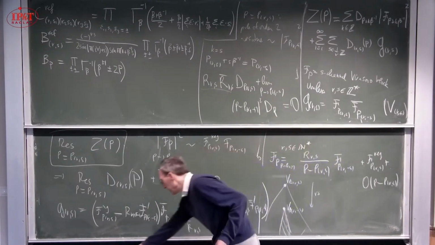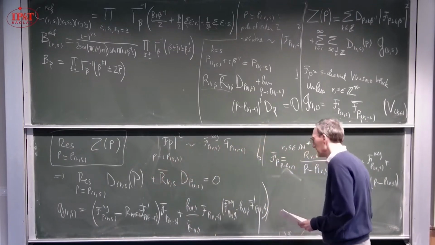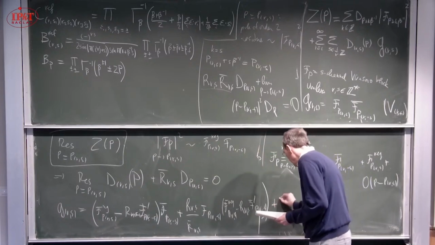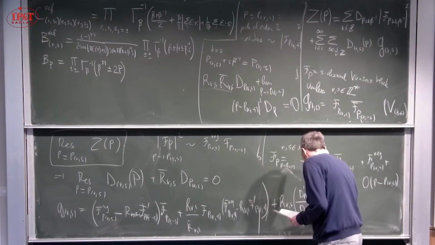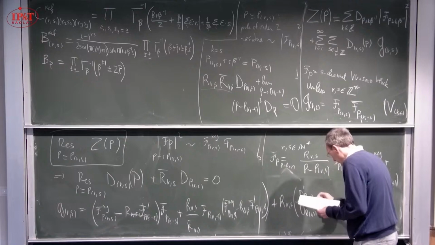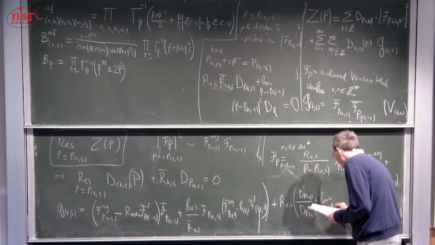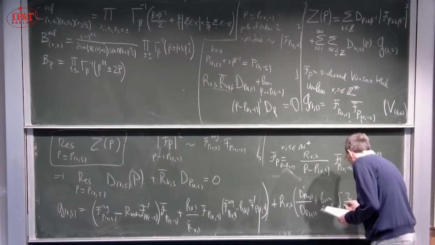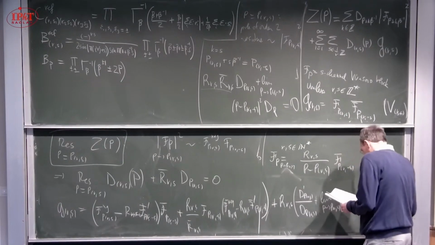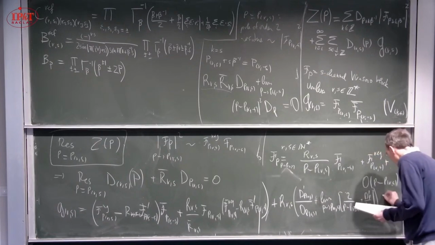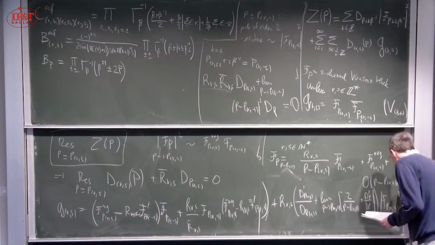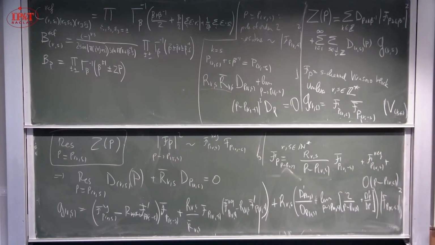And now I need some more space, so let's erase this. RRS D prime PRS over D PRS minus limit equals to PRS, 2 over P minus PRS plus D prime over P times F PR minus S. Sorry for the somewhat heavy expression, but this is a straightforward calculation, although tedious.